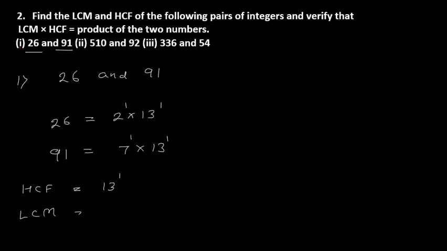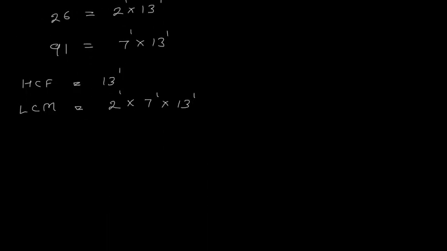And in the same way for LCM, we write all the different numbers, that is, we are able to see here 2, 7 and 13 are the different numbers, and their maximum power if I see, it is 2 power 1, 7 power 1, 13 power 1. Okay, so our HCF is 13 and our LCM, now if I multiply, it is 2 into, now 13 7s are 91, 2 into 91 is 2 into 1 is 2, 2 9s are 18, 182.